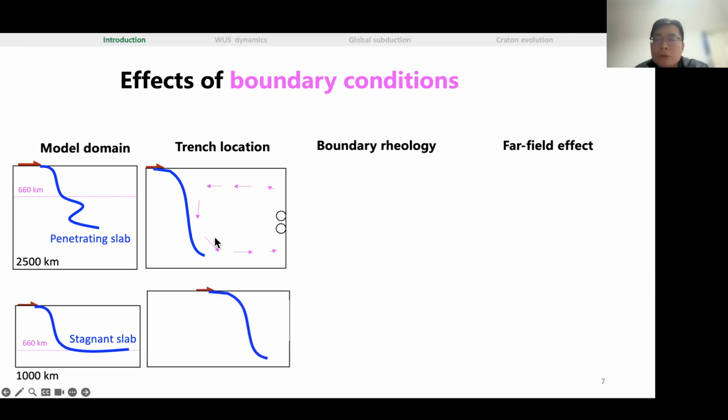But what if you put the trench in the middle? In this case, the slab, of course, will naturally go to the right, and then you only have a little space for the return flow to happen. In this case, the return flow would look like this. And what is really catching your eye here is this very rapid upwelling. People may say, well, this is a mantle plume. Well, is it true or not? I'm just saying that this can be influenced by the boundary condition that you choose somewhat arbitrarily.